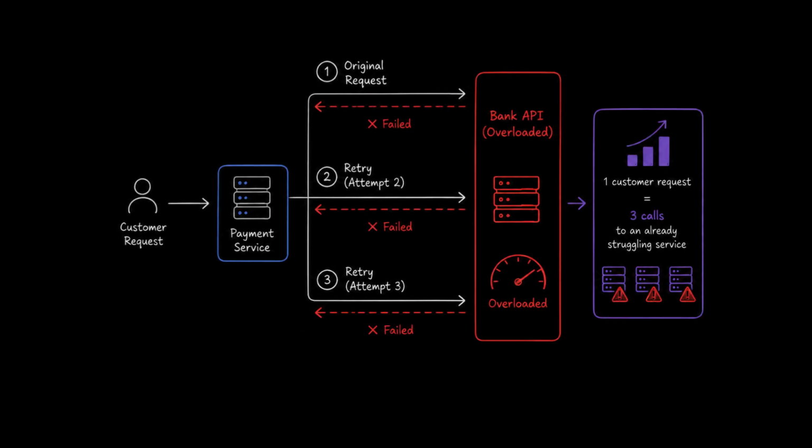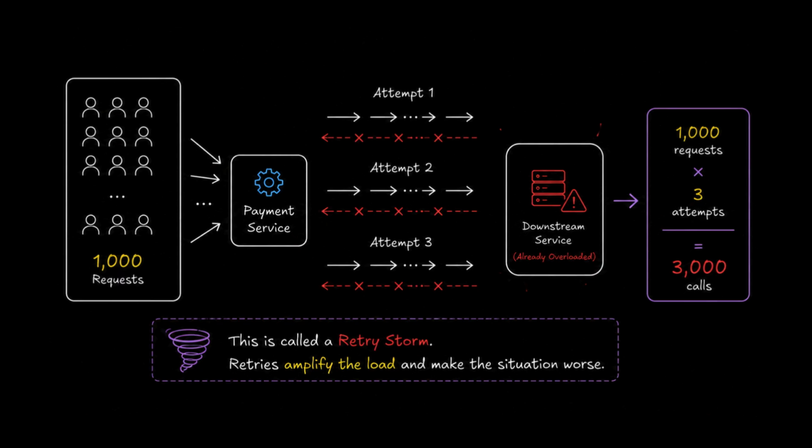Let's say our bank API is already overloaded. The payment service sends a request, it fails. So we retry. That request also fails. We retry again. One customer request has now generated 3 calls to a service that is already struggling. Now imagine 1,000 requests arriving at the same time. Instead of approximately 1,000 calls, we could generate up to 3x requests, which is 3,000 calls. The downstream service was already overloaded, and our retry mechanism just gave it even more work.